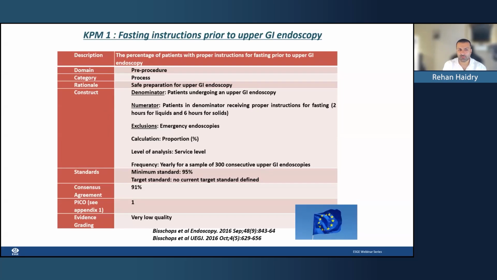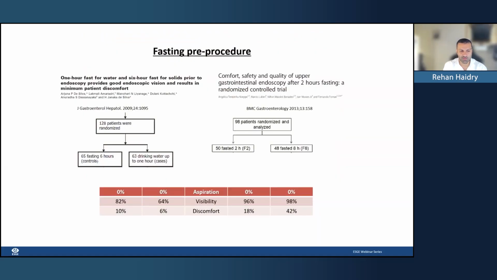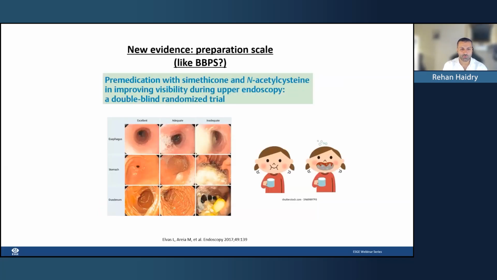Let's talk a little bit about something we were talking about with Professor Weusten, fasting instructions prior to endoscopy. How do we fast the patients? We know that if you fast a patient for 1 hour as opposed to 6 hours, you're going to see a lot more in the patient who's been fasting for 6 hours, because you're going to get less confounding and better visibility. We also know that pre-medication with simethicone and Pronase, a mucolytic, will improve visibility during upper endoscopy.